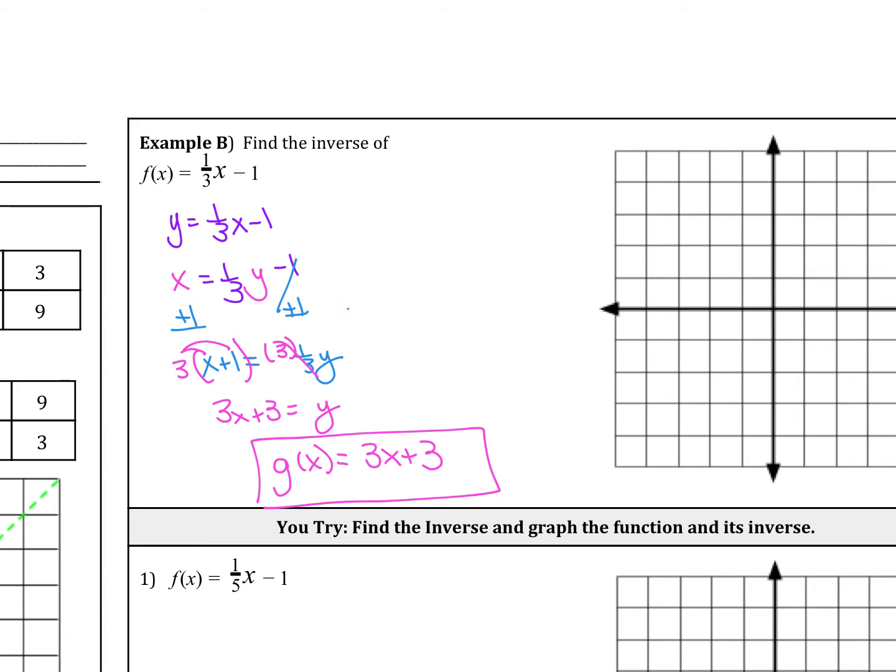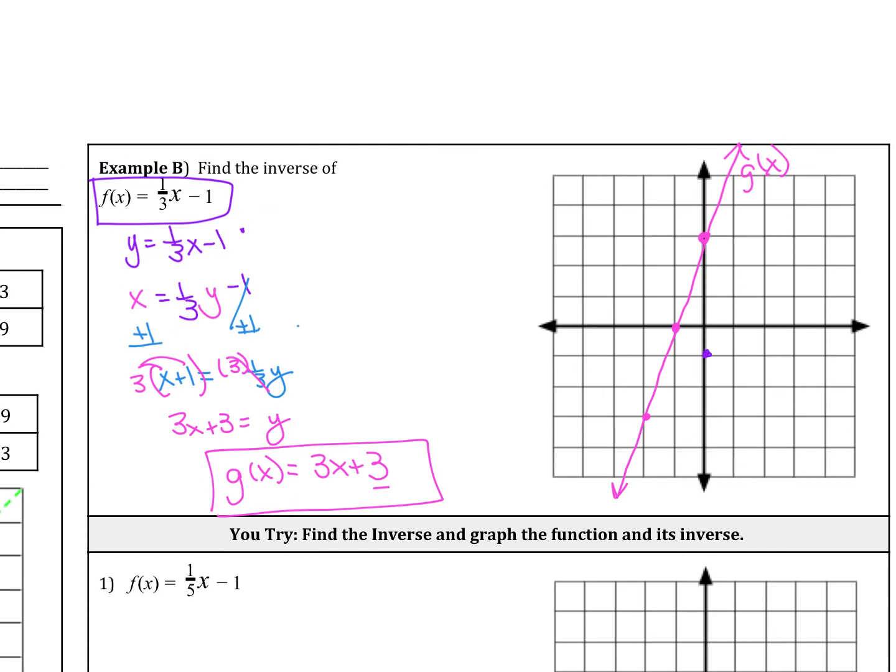So now we've found the inverse and we're going to graph both. I'll go ahead and graph g of x first, 3x plus 3. We start at the y-intercept of 3 and use the slope of 3 over 1, so I can go down 3, left 1. That's what fits on my graph. It's important to label it, so this is our g of x. Let's graph our f of x. That starts at -1, and the slope is up 1, right 3, or down 1, left 3. And I'll label that. That is our f of x.